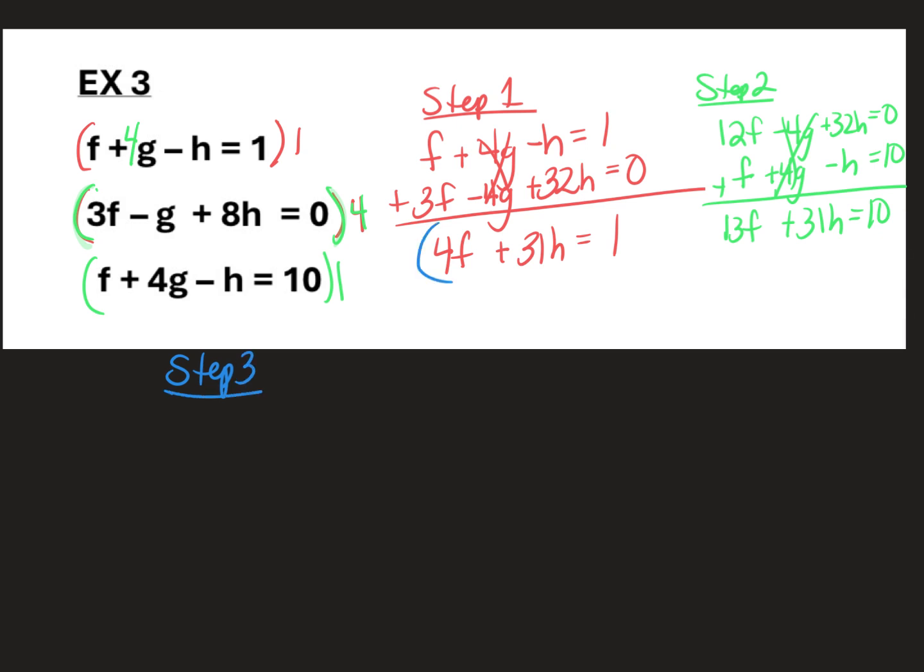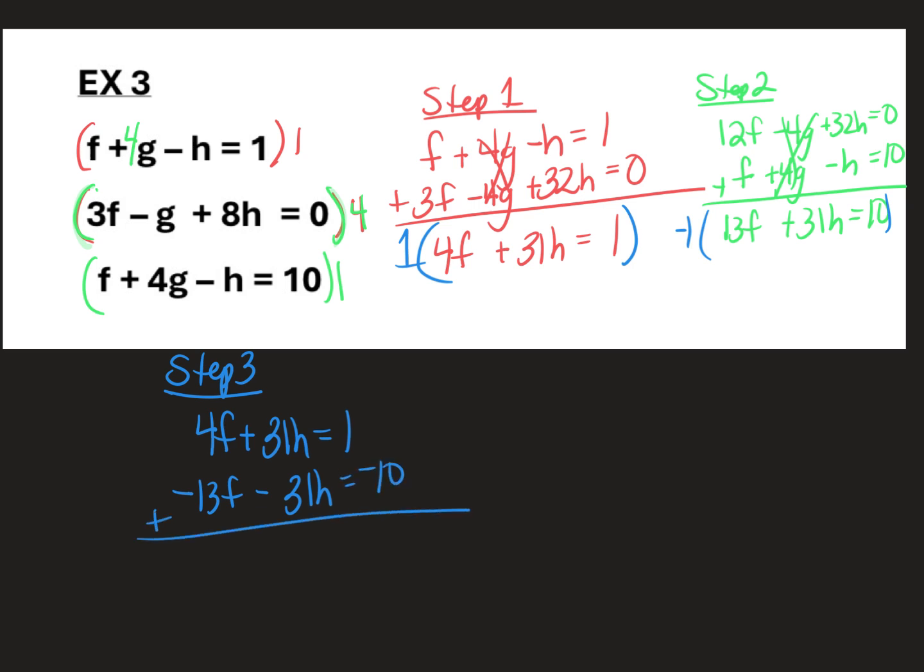I will multiply this one by positive 1 and this one by negative 1 to eliminate the h's. So 4f plus 31h equals 1. Negative 13f minus 31h equals negative 10. Add them together. Negative 9f equals negative 9. Divide by negative 9. F should be positive 1. So remember F, G, H in our order triple. So positive 1, and then I'll see about the other two.